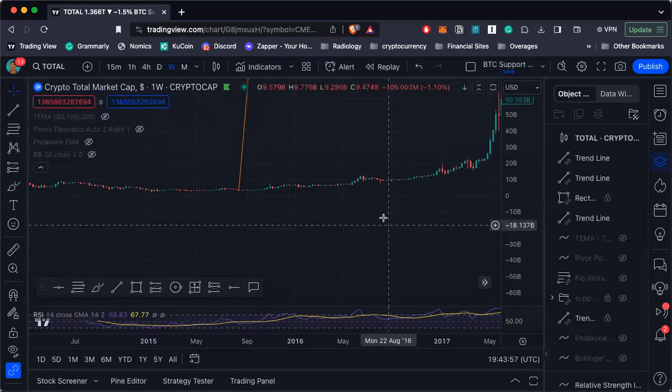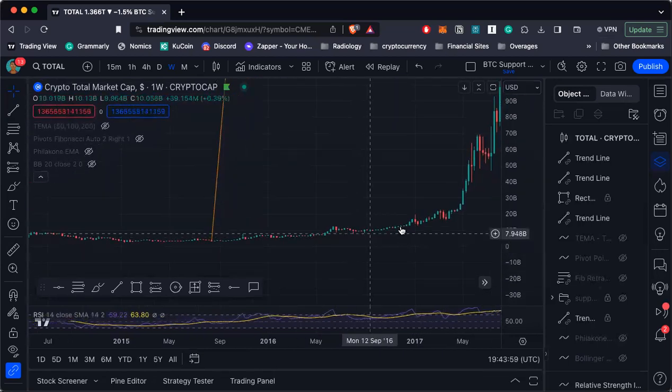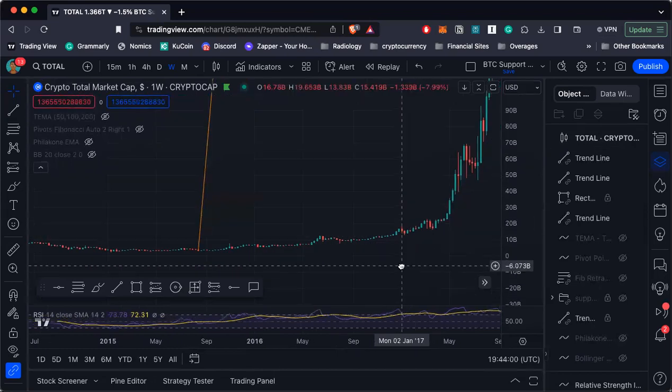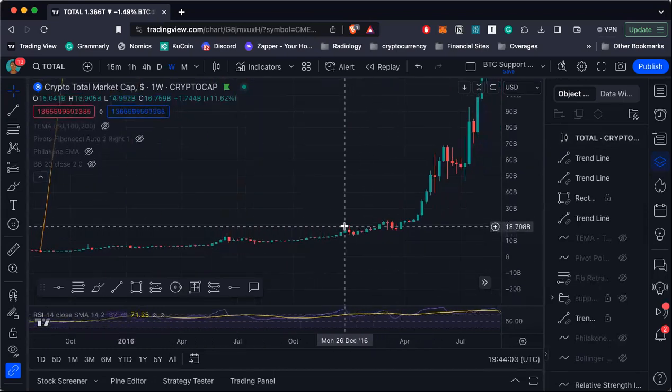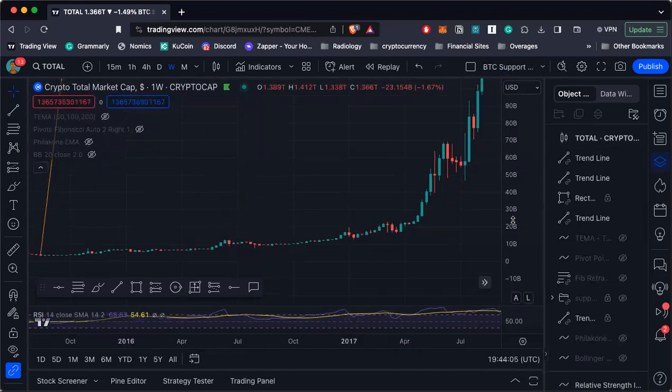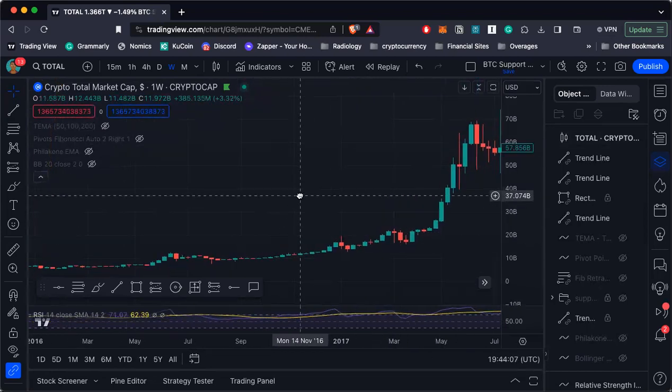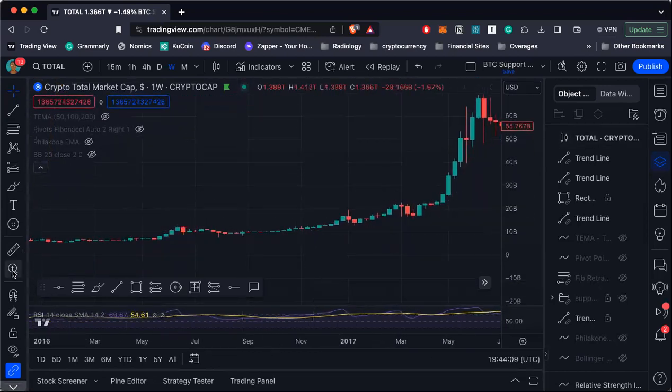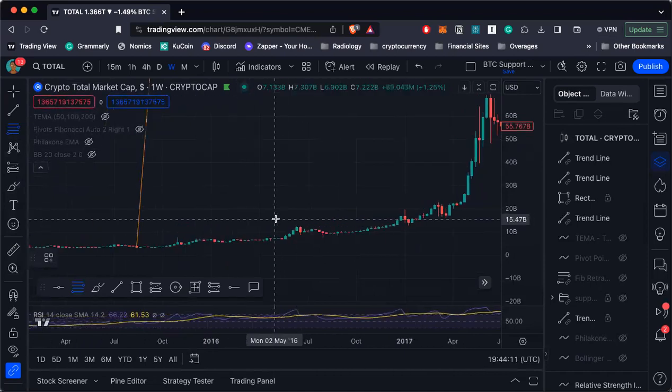If you can believe it, back in 2017, the total crypto market cap was in the $18 billion range, which is absolutely crazy to even think about.